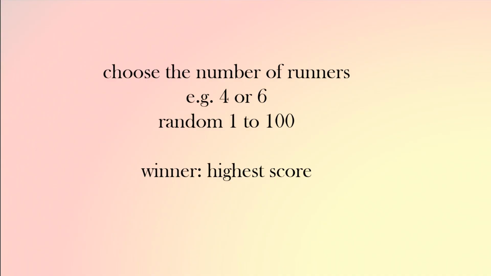Okay, so now we've seen how we can use random. Let's see if we can create a small game. So part B, we have the race. We're going to choose a number of runners. So it could be 1, 2, 3, 4 upwards. You're likely to have at least 2 runners. So we're going to use an example where we have 4 or 6. Give each a random number. We've just chosen from 1 to 100 and the winner gets the high score.